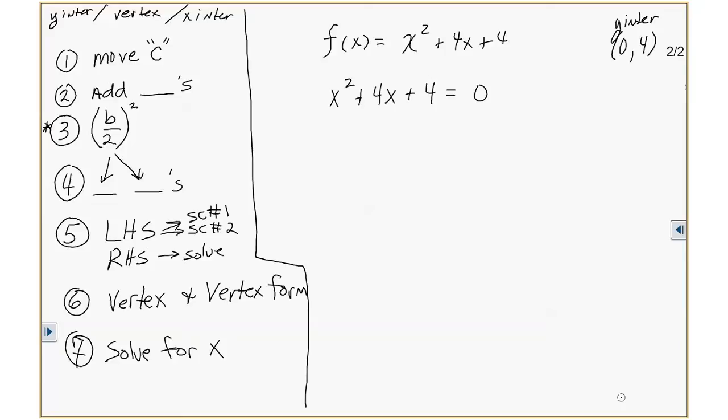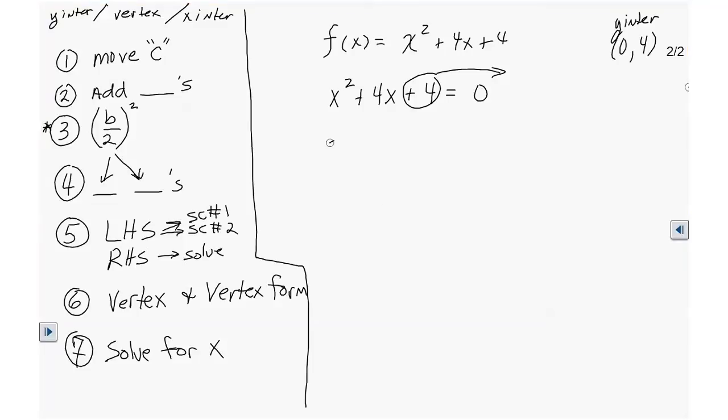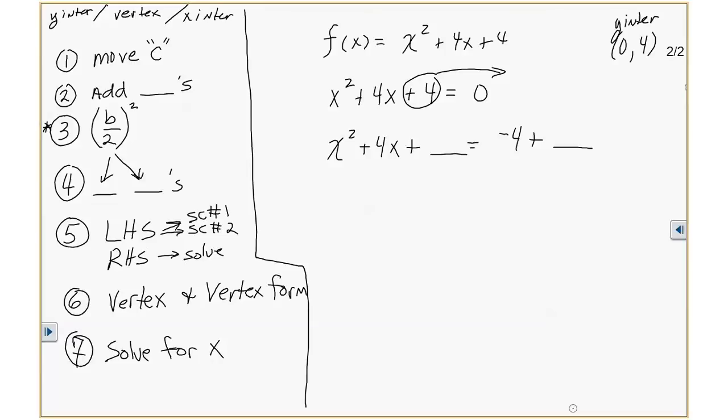Now, you start with number 1. Move C. Where do I move it? It's on the left-hand side. Where do you think I'm going to move it? To the right-hand side. x squared plus 4x plus blank is equal to -4 plus blank. And that's when you add the blanks.